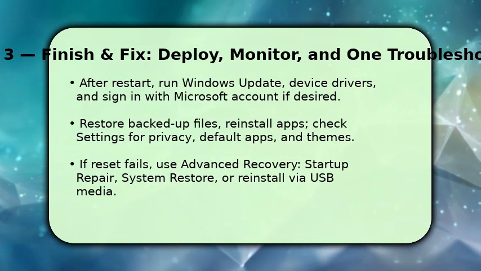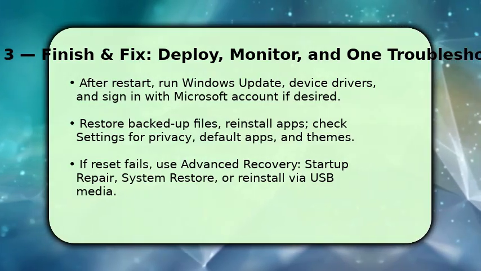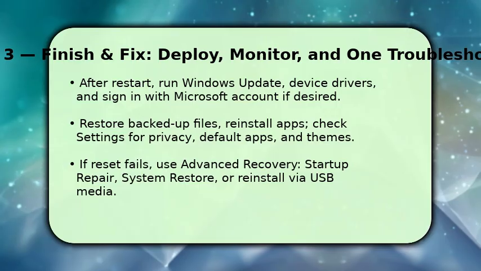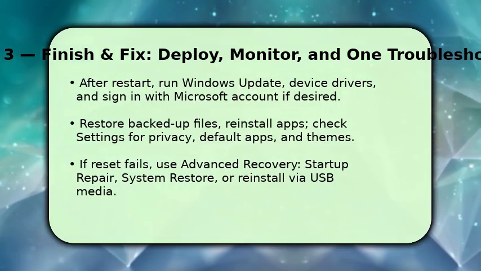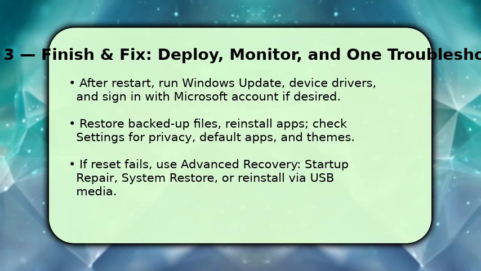If you encounter problems, for example, the reset stalls or Windows won't boot, use advanced recovery options. Try Startup Repair first, then System Restore. And finally, a clean install from USB media if needed. These steps recover the system without leaving partial or corrupted configuration.